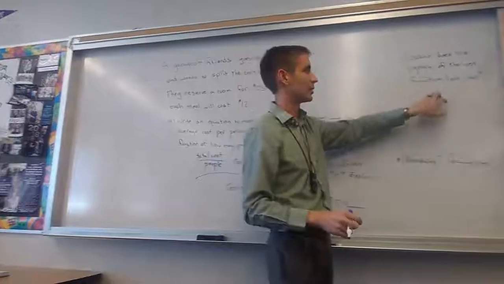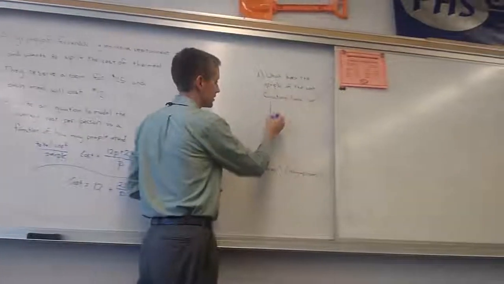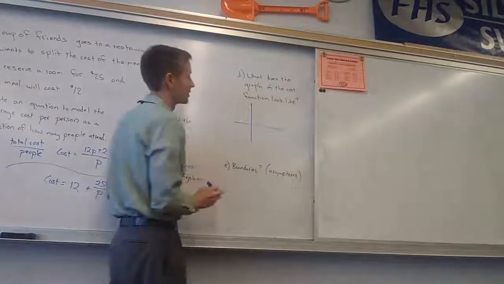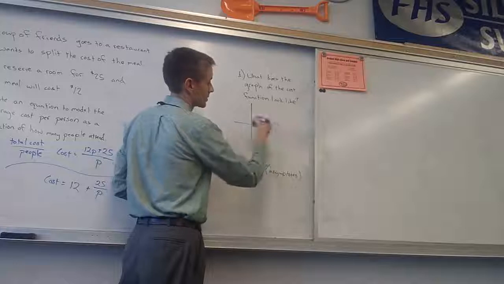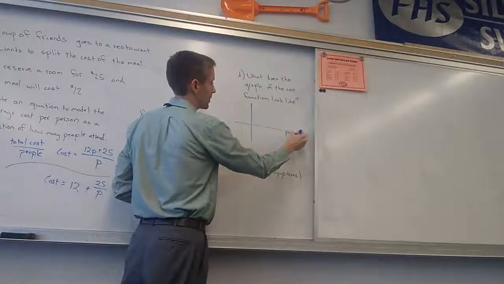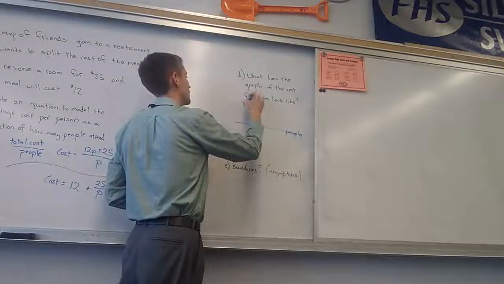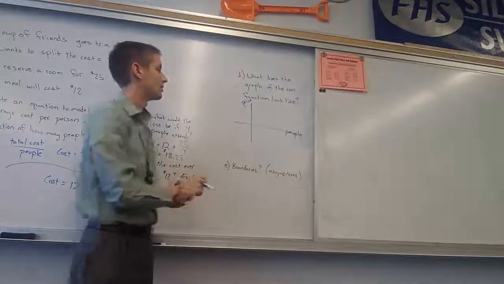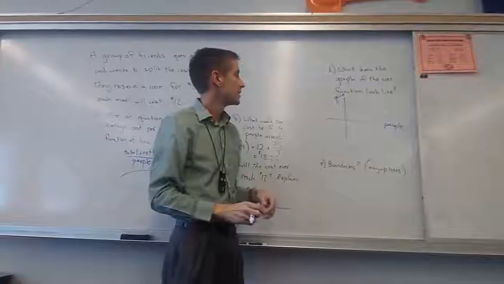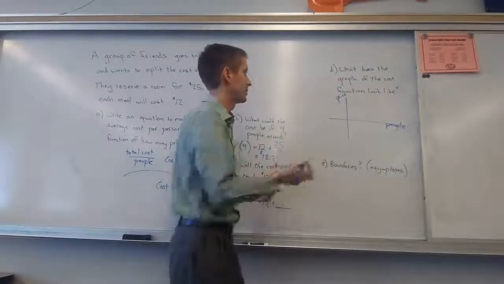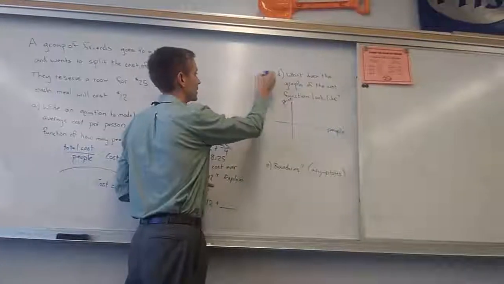So if I create my x and y coordinate system here, the x coordinate is going to be the number of people that we have in this group, and the price per person is going to be our vertical, or our cost. So if we make a table of values, let's see what this would look like. So the number of people and the cost.